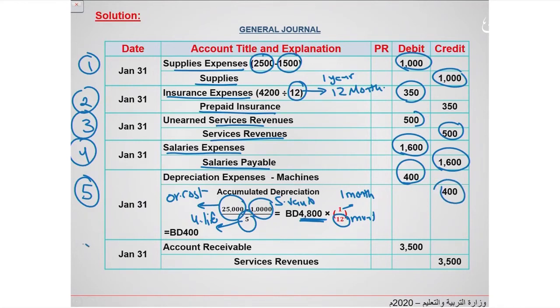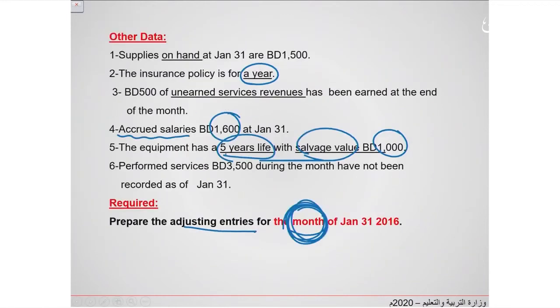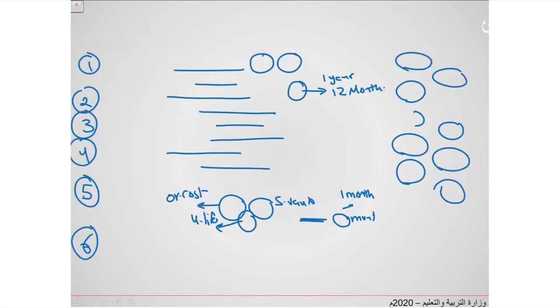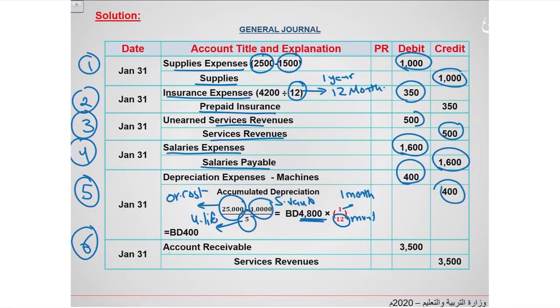Let's see the last transaction. Performed service 3,500 during the month have not been recorded. So I will prepare the general entries. I put accounts receivable in debit side and service revenue in credit side, 3,500 in debit side and credit side 3,500.